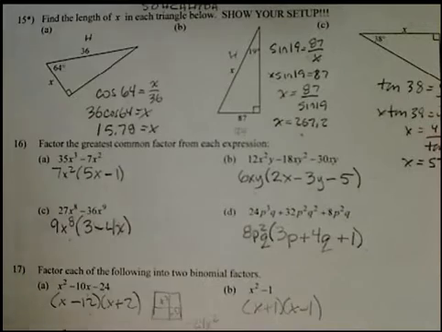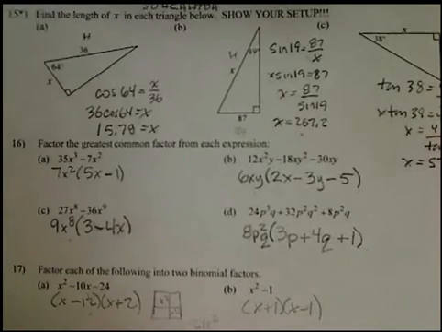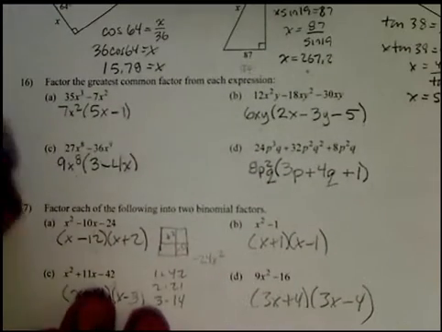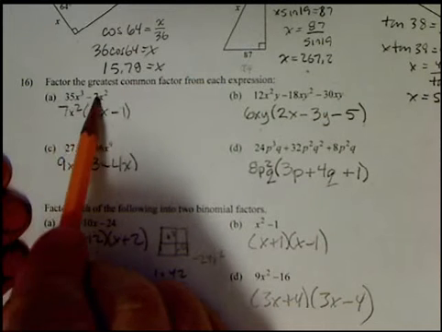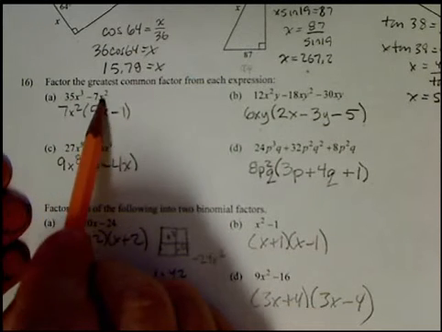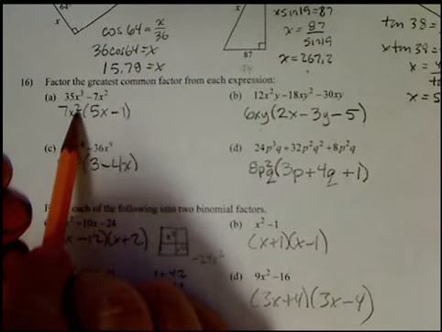So we have three different types of factoring problems here. The first type of factoring is just factoring out common terms. So I look at what will go into each one of these. 7 goes into 35, 7 goes into 7, so I could take out a 7. I have x squared and x cubed, so I could take out x squared.